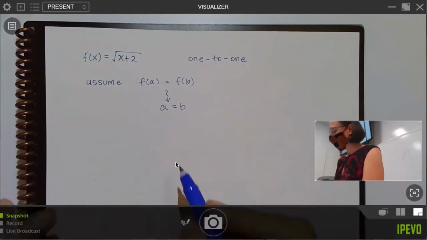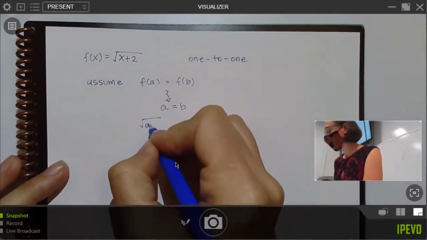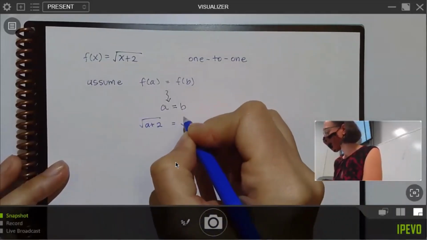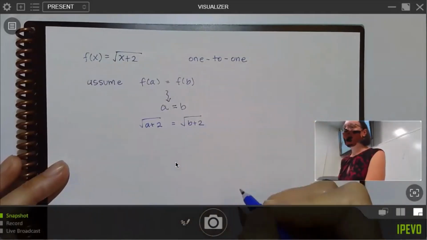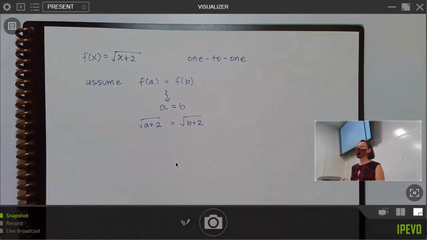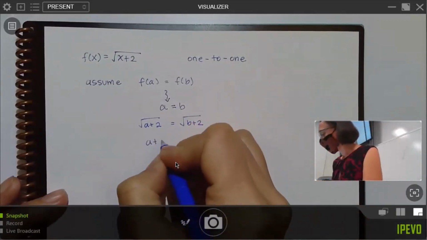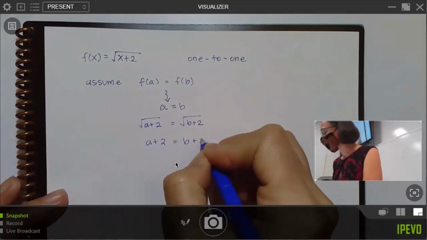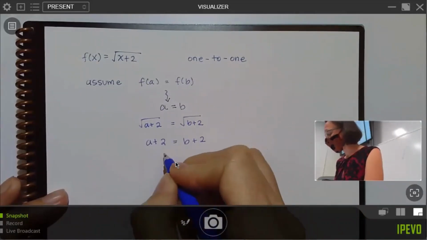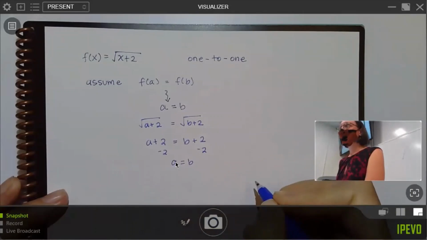So f of a equals f of b would look like the square root of a plus 2 is equal to the square root of b plus 2. And then I'm going to work through both sides and get to a place where a is equal to b. So I can square both sides of this. So a plus 2 has to be equal to b plus 2. And then I can subtract 2 from both sides and get that a is equal to b. That's one way that I can show that this is one-to-one.